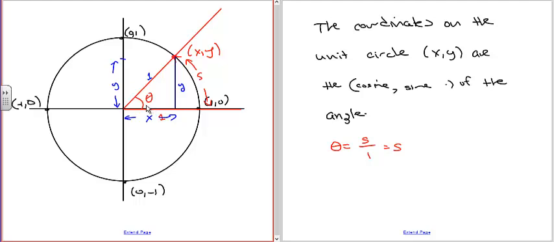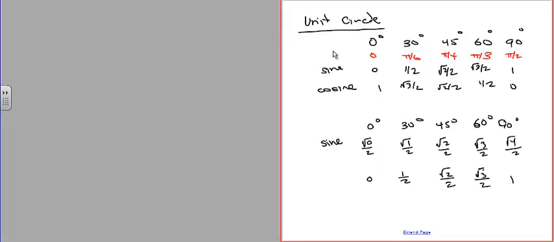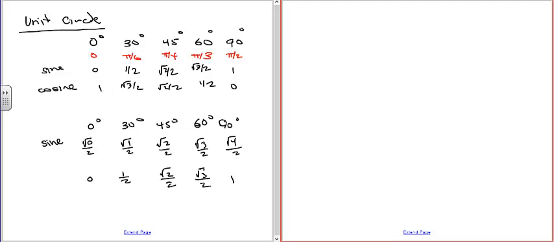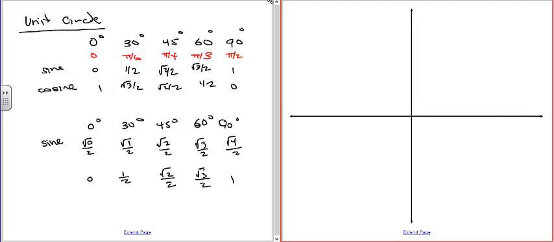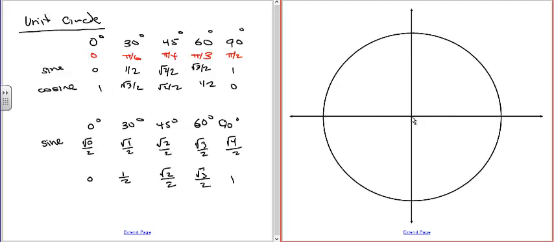Okay, so what's the point? The point is that the coordinates on the unit circle are the cosine and the sine. And so we have these values, these are the x values, and these are the y values that we can fill out on a unit circle. So what we're going to do is create this unit circle again. So here's our coordinate system. Here's our circle that has a radius of 1.